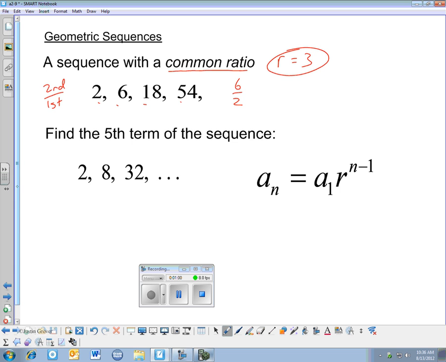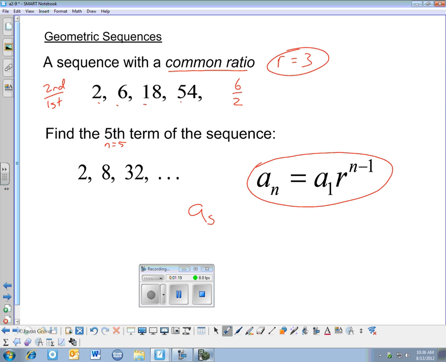To find the 5th term or the 7th term or the 18th term or the 50th term, we have a formula that's not given to you on the Regents. This is one that you do need to memorize. And it's not too complicated. A sub 50 would be a sub whatever you want here. N is what we're looking for. The 5th term, so n is 5.